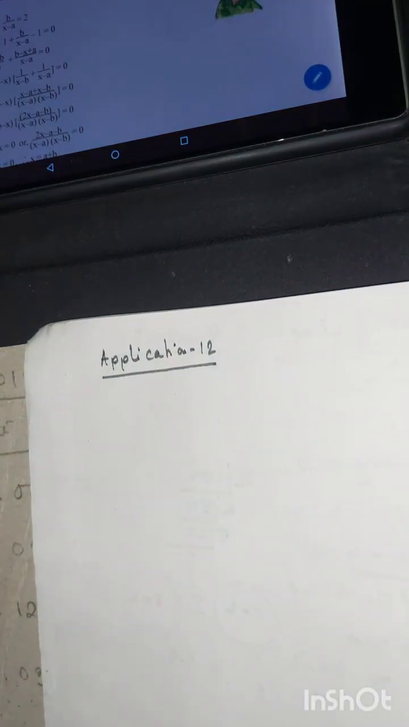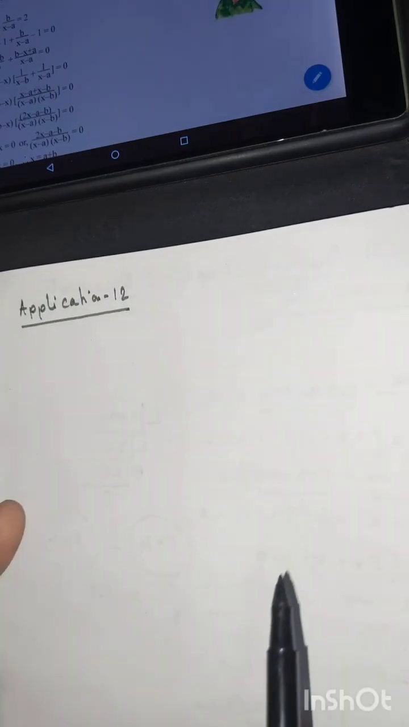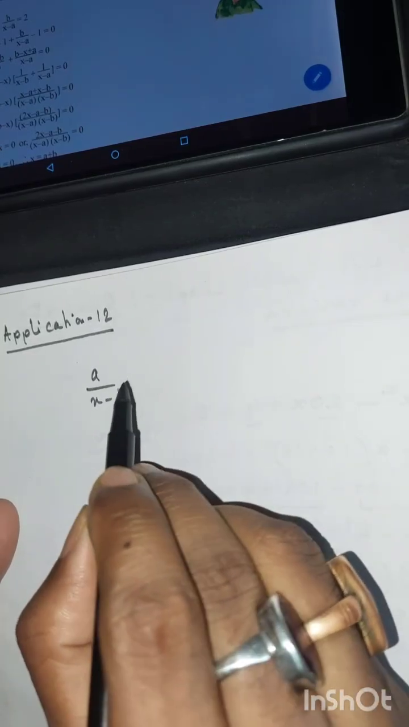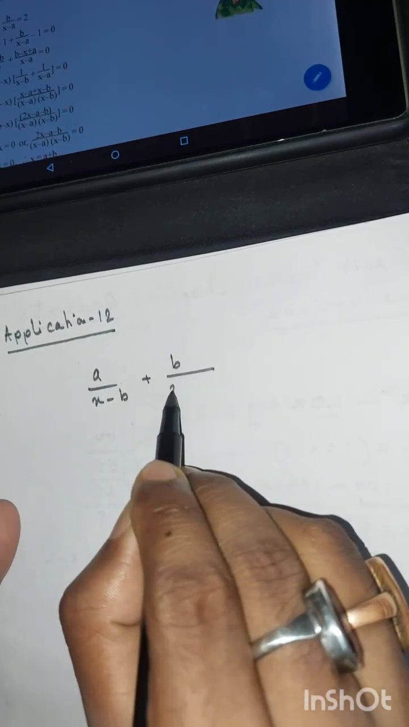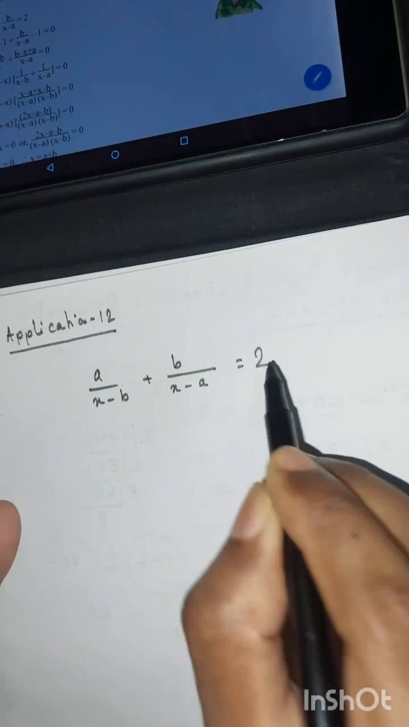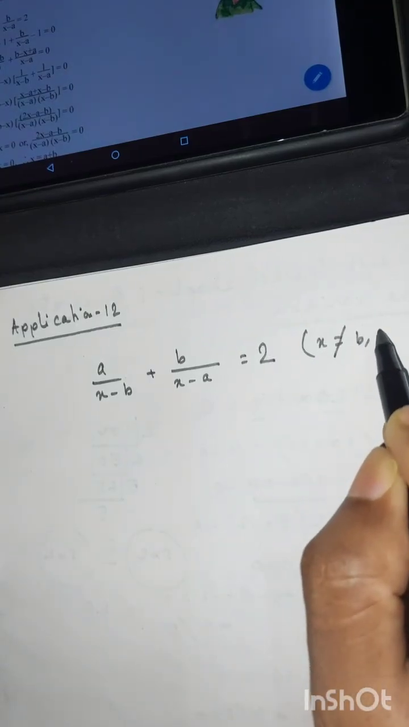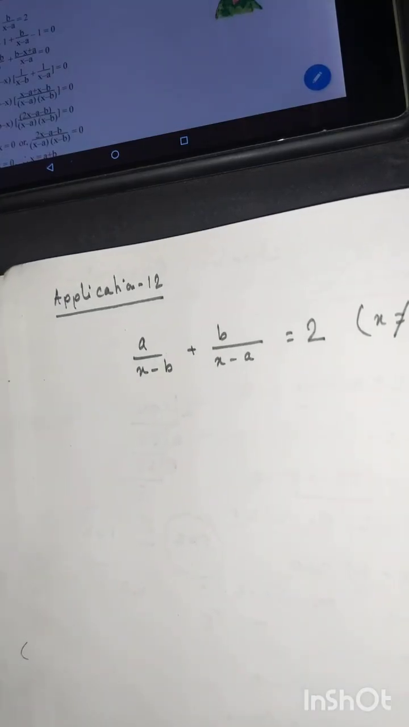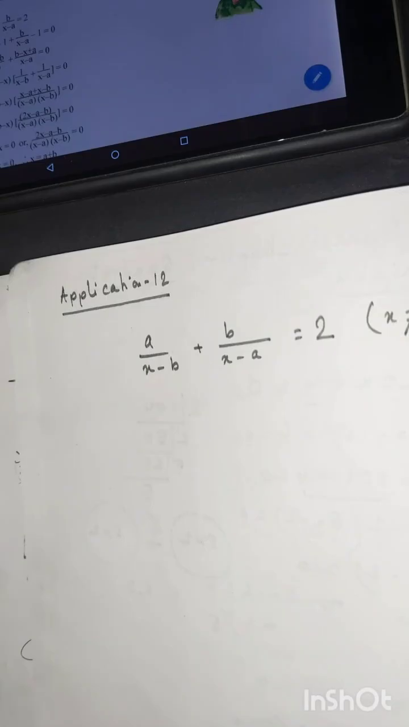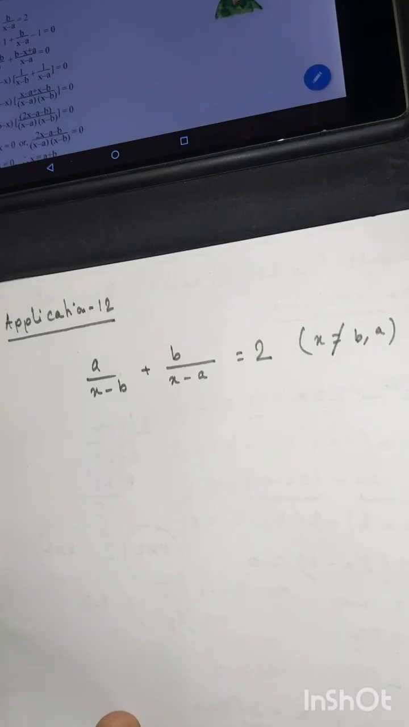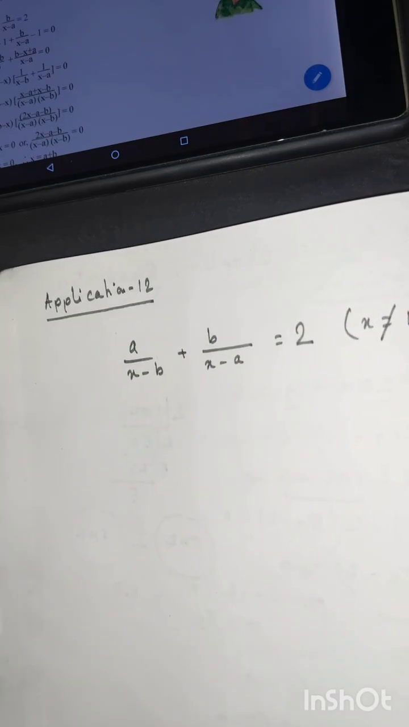Application 12. Now we are going to solve this equation to get the value of x.